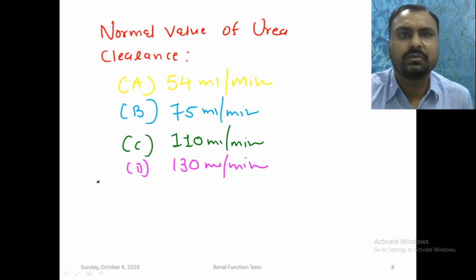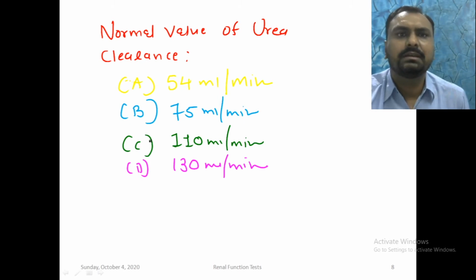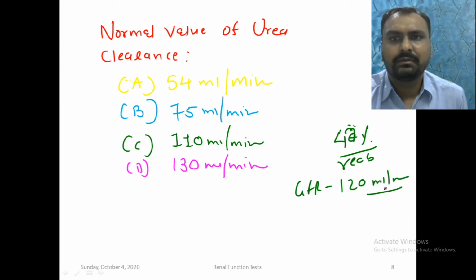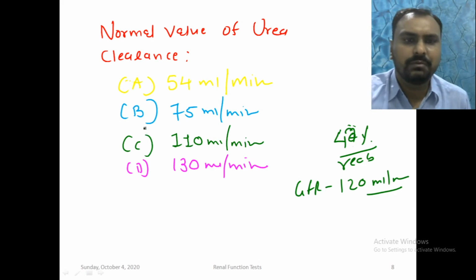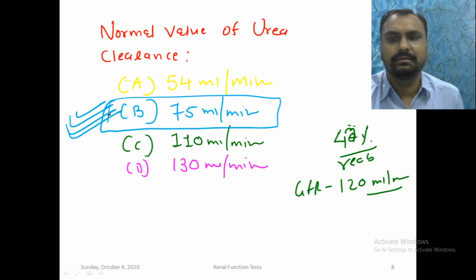Now, fifth MCQ: normal value of urea clearance is A, 54 ml per minute, B, 75 ml per minute, C, 110 ml per minute, D, 130 ml per minute. 40% of it is reabsorbed. So normal GFR is around 120 ml per minute. So most of it is reabsorbed, so it will be less. So what will be the best answer? That is 75 ml per minute. Okay, that is the normal urea clearance.